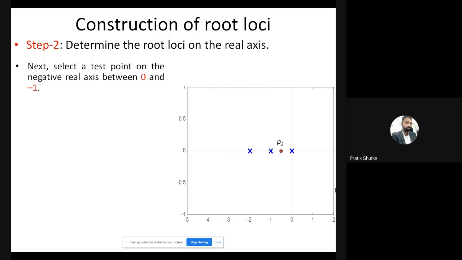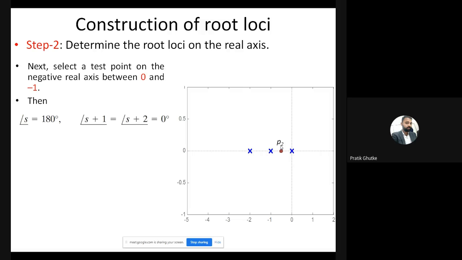Now coming to the third pole, there are an even number of poles on the right hand side, which means that region is not the root locus region. Here this region is not root locus region. This P2 region is root locus region. Yes.